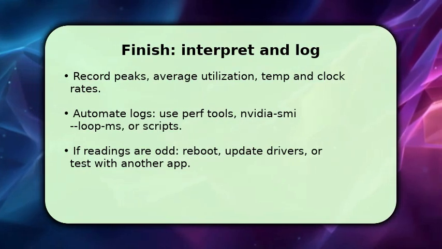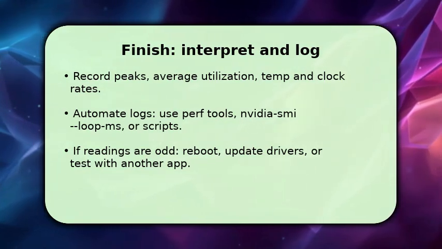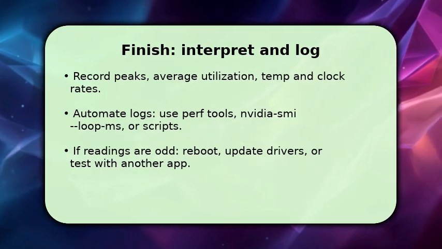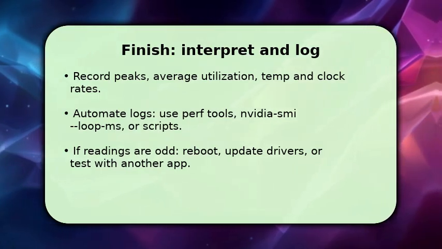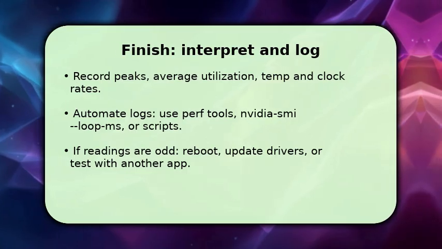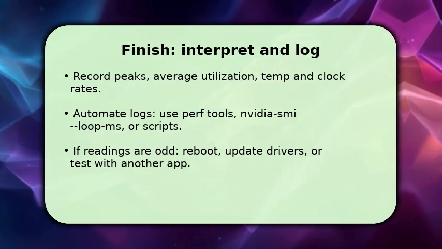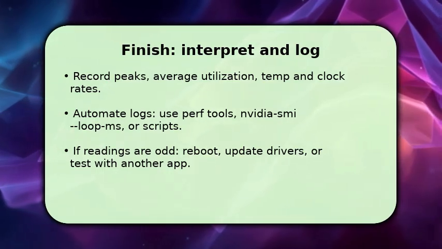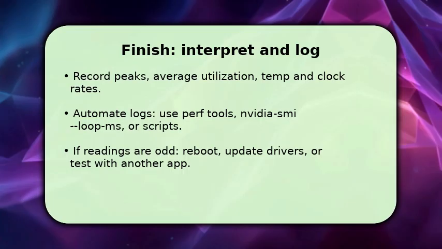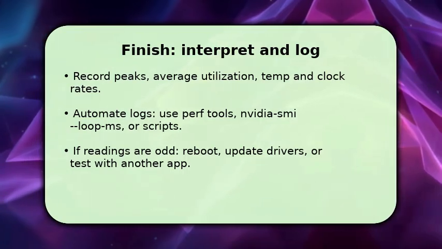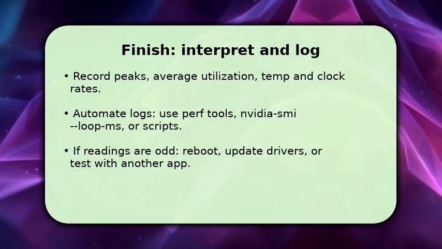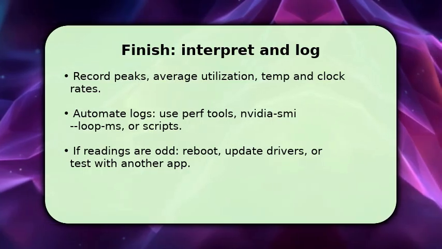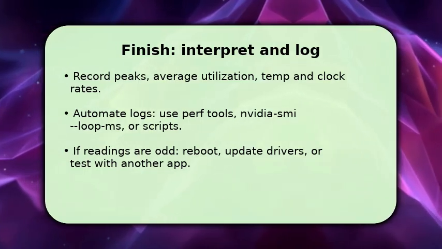Finally, you will interpret results and set up logging to catch intermittent issues. Look for sustained high GPU percent or CPU percent, thermal throttling, and inconsistent clock speeds. These indicate bottlenecks. Log metrics with nvidia-smi loop-ms or a cron job that writes CSVs, and compare peaks versus averages to decide action. If numbers look wrong, reboot, update drivers, and retest with a known benchmark.